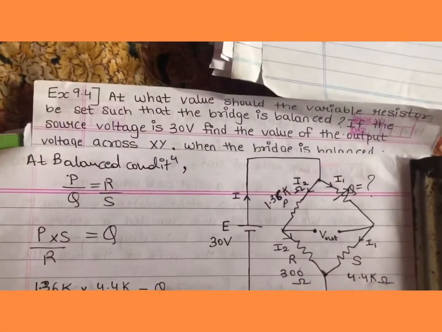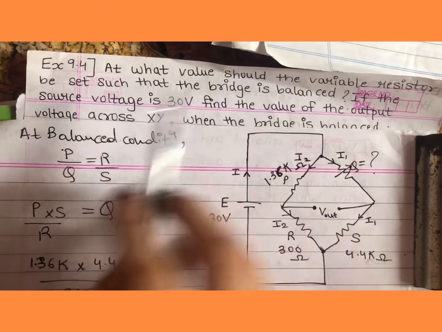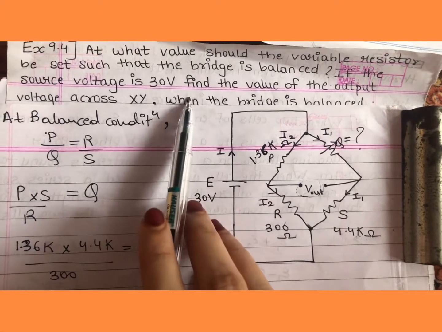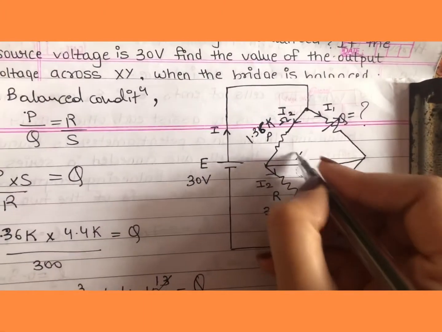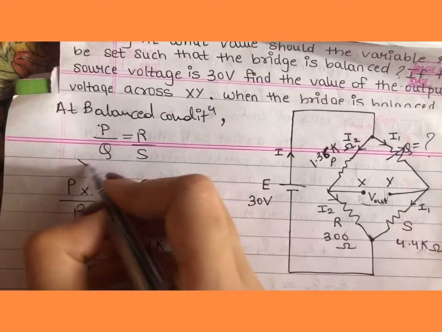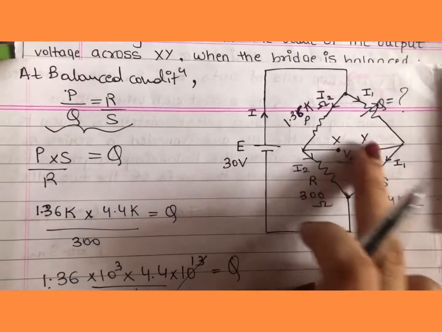Now what is the next part of the question? Find the value of the output voltage across XY. We want the value of this output voltage which is connected across X and Y terminals when the bridge is balanced. Means again the bridge is balanced and we want the output voltage.